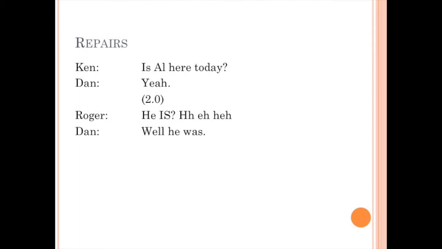So, is Al here today? Dan says, yeah. Roger, being a bit of a jerk, says, is he? And laughs. So Roger didn't make the mistake, he's other. Dan made the mistake because Al is not actually there. So Dan is self, Dan made the mistake. Roger is other, Roger initiated the repair. So this is an other initiated.